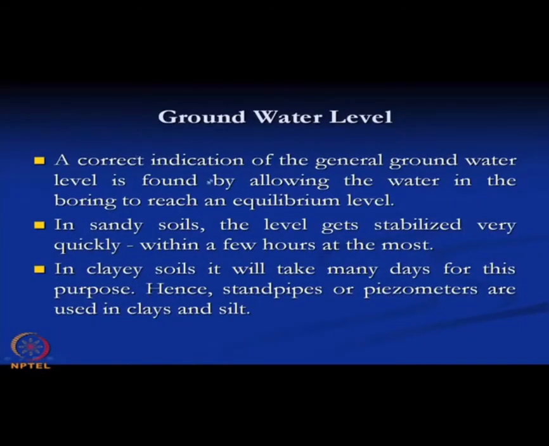Now, to locate the water table, the correct indication of the groundwater table level is found by allowing the water in a boring to reach an equilibrium level. So, that means we construct a borehole and then we can pour water into the borehole and allow this water to settle down.